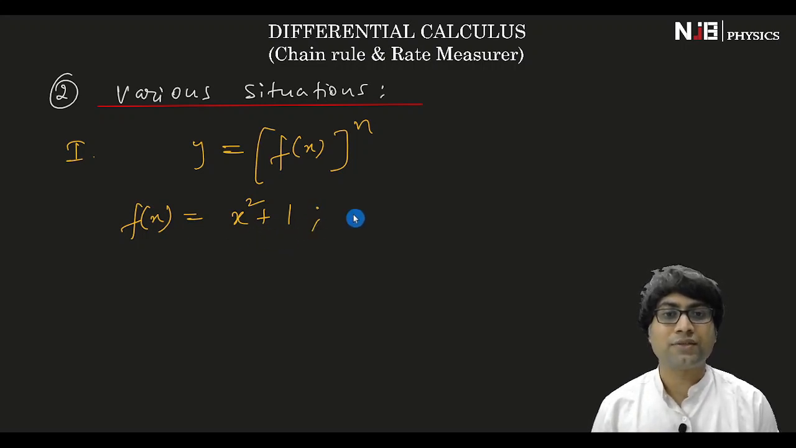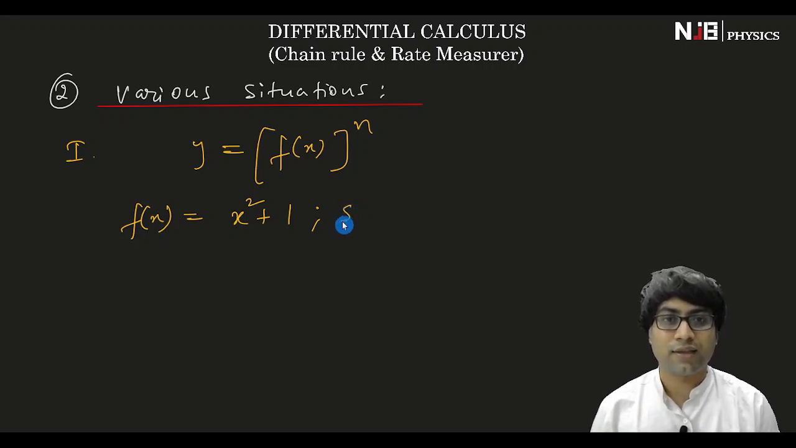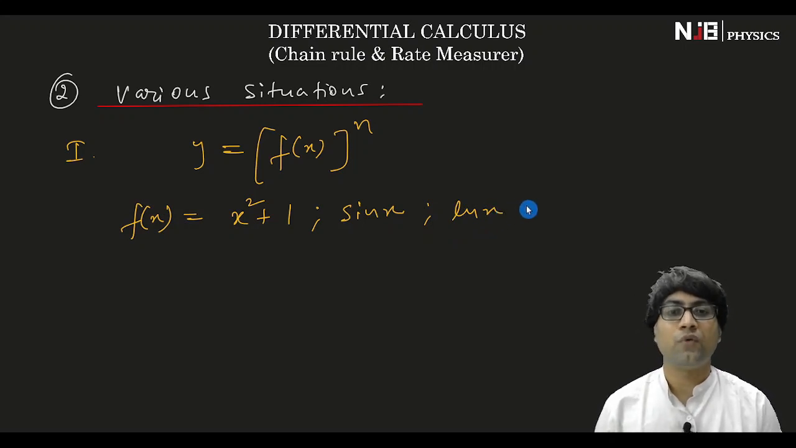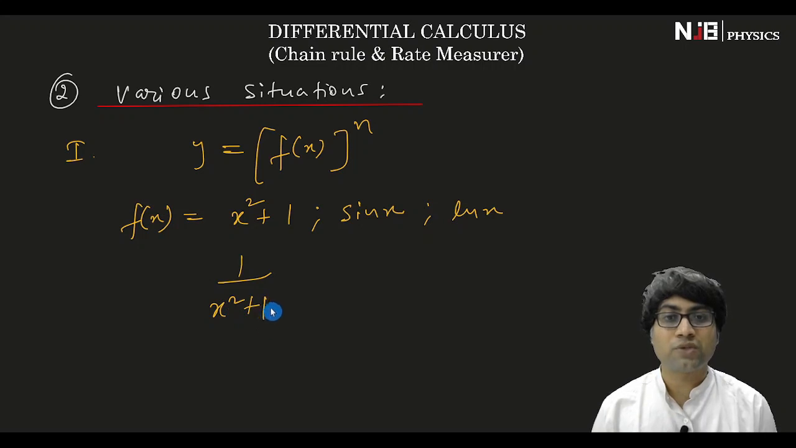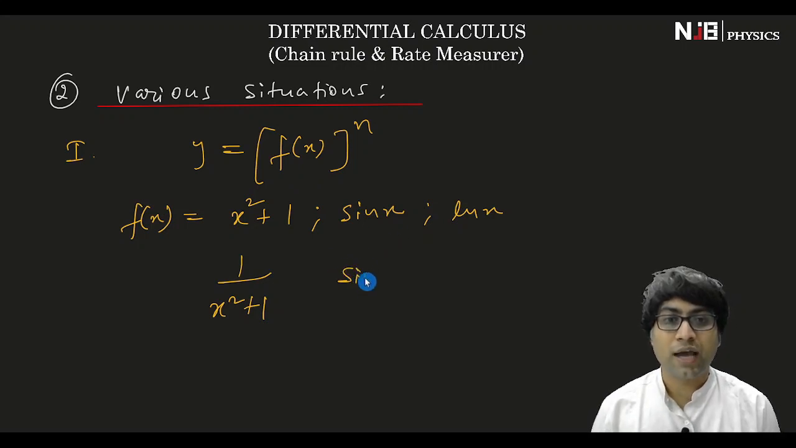Or let's say this f of x is a trigonometric function like sine x, cos x, cosec x, or a logarithmic function ln x, or an exponential function e to the power x. And what is this n? This n can be any real number, positive or negative. For example, if n is equal to -1, we are talking about the case y equal to 1 upon x square plus 1. Or if n is equal to 3 and f of x is sine x, then it is sine x to the power 3, or simply sine cube x.